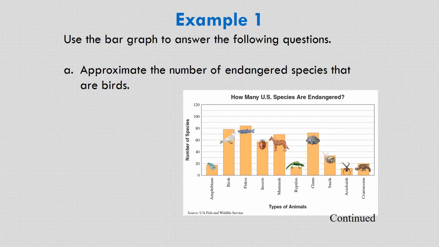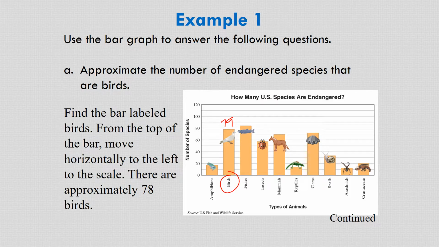It says approximate the number of endangered species that are birds. So if I'm approximating the number of endangered species that are birds, then I am just simply going over to birds. I'm going to find birds. Go up to birds. It's not quite 80, but let's say 79. And that's all you would do as far as approximating that. So someone could say 78, 79. It would be both correct.